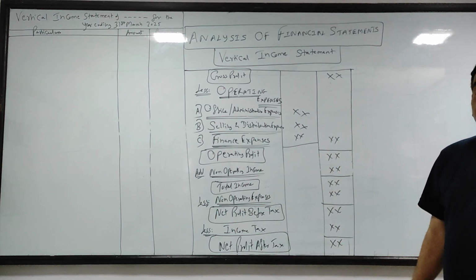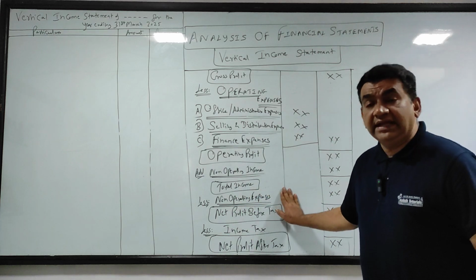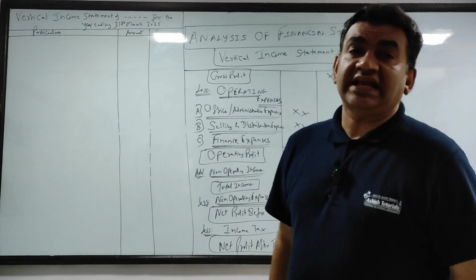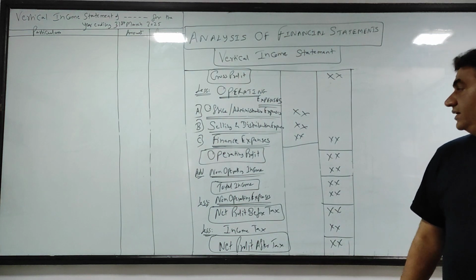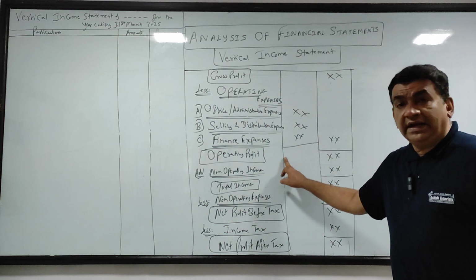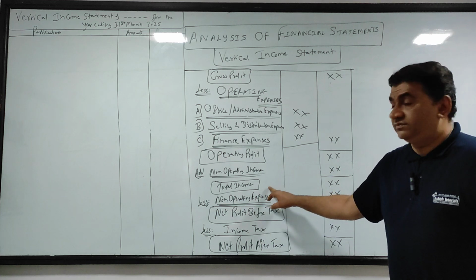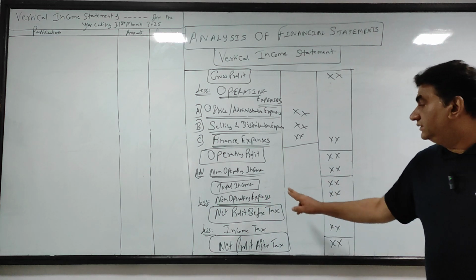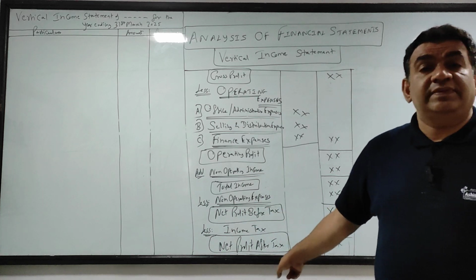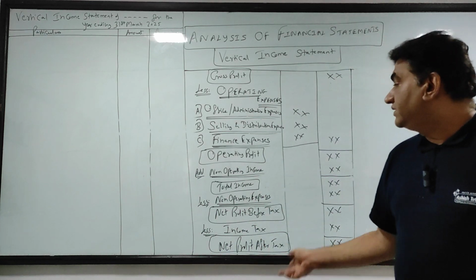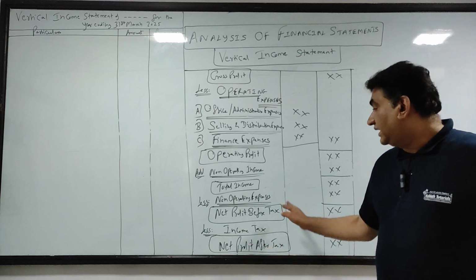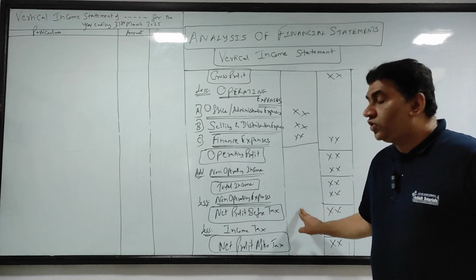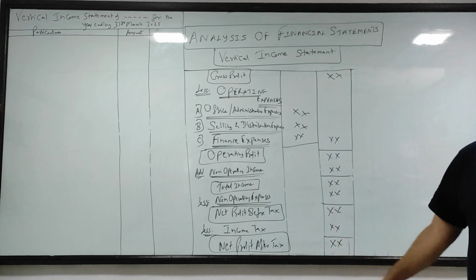To operating profit, add the non-operating income. As I told you, those incomes which are not a part of your regular business activities are non-operating income. Operating profit plus non-operating income gives you total income. From the total income, deduct non-operating expenses. Those expenses which are not a part of your day-to-day business activities, I give you the examples. Take the difference. Total income minus non-operating expense gives you net profit before tax.